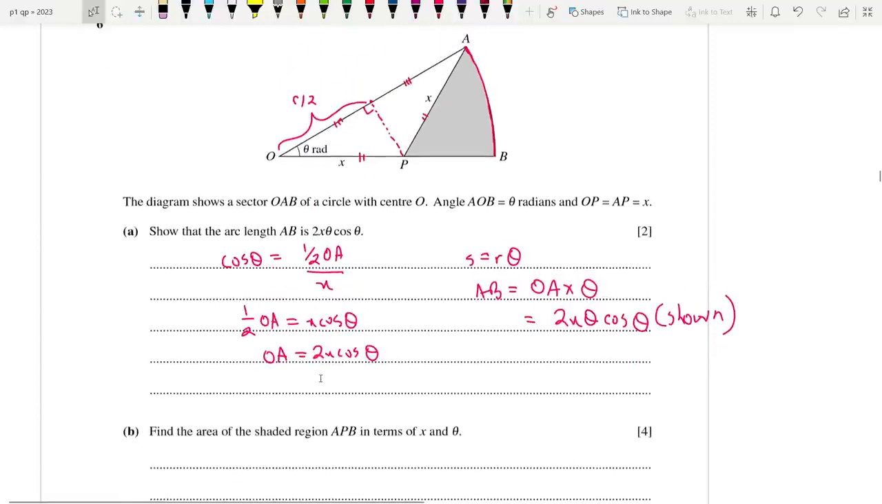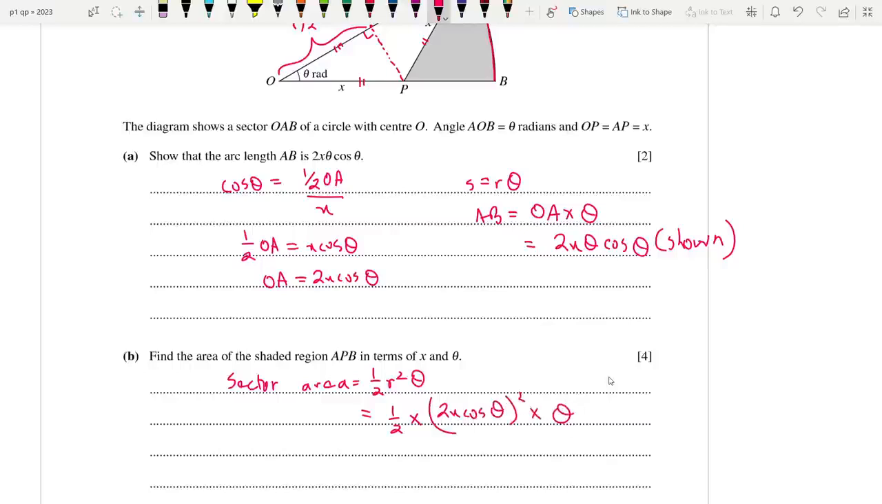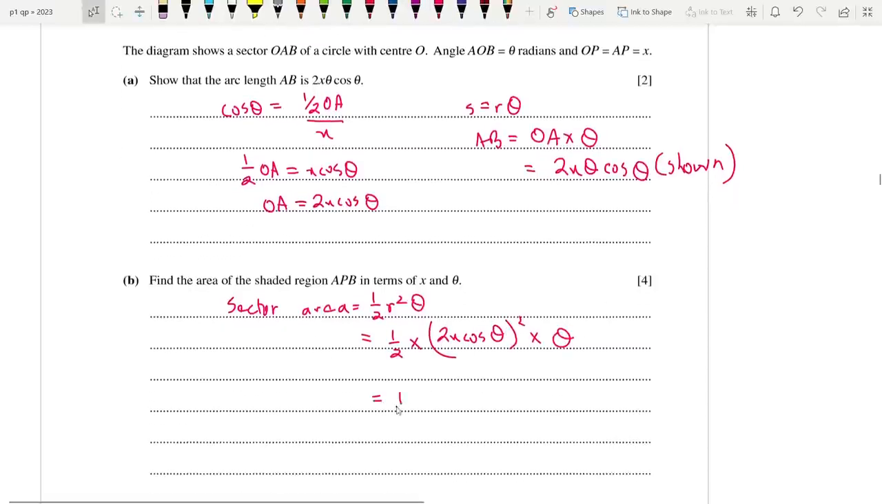Find the area of the shaded region in terms of x and theta. So it's basically the sector area minus the triangle area. So what is the sector area? It is half r square theta, which is half times OA square, which is 2x cos theta whole square times theta. So that's half times 4x square cos square theta into theta, which is 2x square theta into cos square theta.